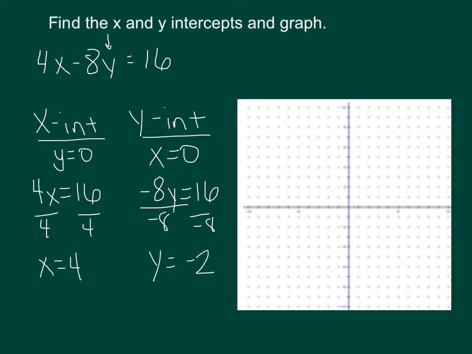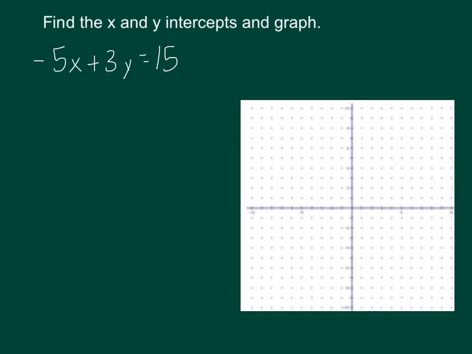So now that we have our x-intercept and our y-intercept, we can graph, because those are 2 points on our graph. Remember, the x-axis is this one. The y-axis is this one. Okay, so the x is 4, so positive 4, so we go right 4 on our graph and we make a point. The y-intercept is negative 2, so we go down 2 on the y-axis and make a point. Once you have 2 points, you can go ahead and graph.